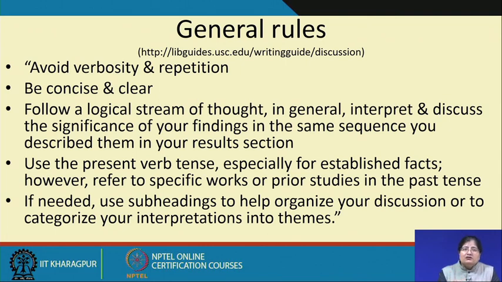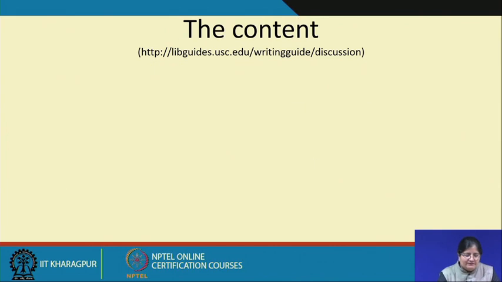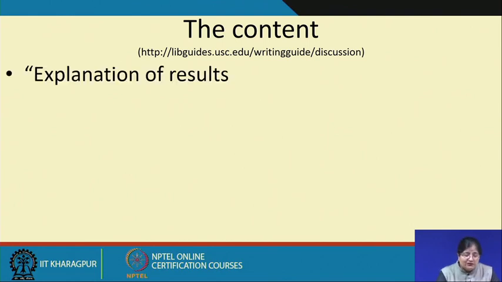But what you do in the discussion section is that you pick these different findings, you club them together on the basis of the similarity between them, on the basis of the connections between them. You present them as a whole as part of the same group of findings, and you categorize your interpretations into themes. What you include in this section, again this is from the website put up by University of Southern California.